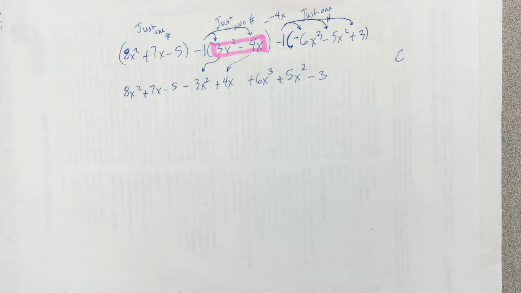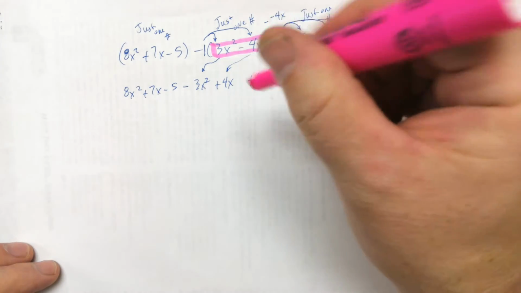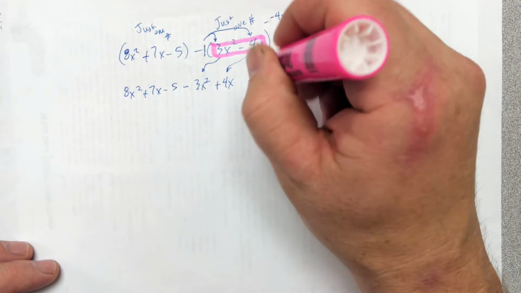Okay, now we have to do the combining like terms thing. So there's only one x cubed, right, Jackie?